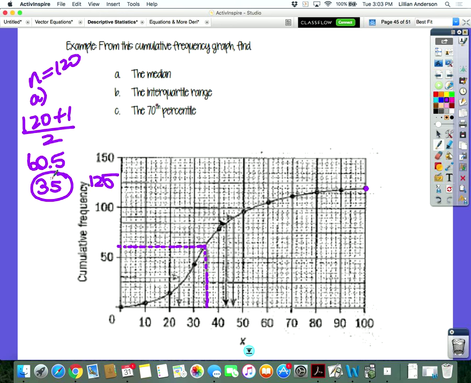The interquartile range. What's the formula? For the interquartile range, what's the formula? You actually have to figure out what those are. What is Q3? What is Q1? Subtract them from each other. The formula for Q3 is 3 times (n plus 1) divided by 4. N is 120. What is that number?